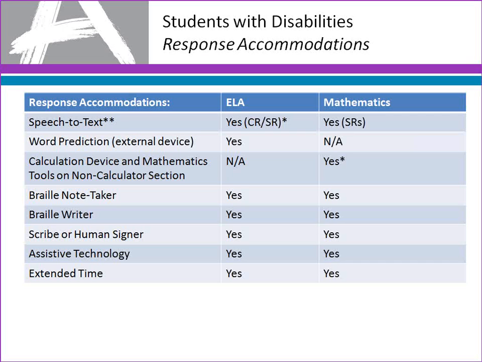A Braille note taker or a Braille writer for a student who is blind. If they write their responses using a Braille note taker or a Braille writer, they can do that, but those responses would have to be transcribed back into the paper or computer-based assessment. So they couldn't submit what they typed with the Braille writer or note taker. It would have to be transcribed back into the student's assessment, whether they're taking it online or paper. Okay?